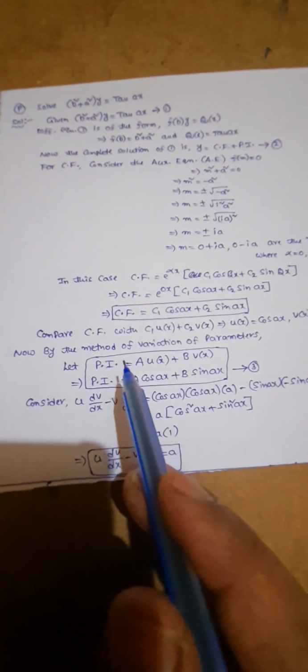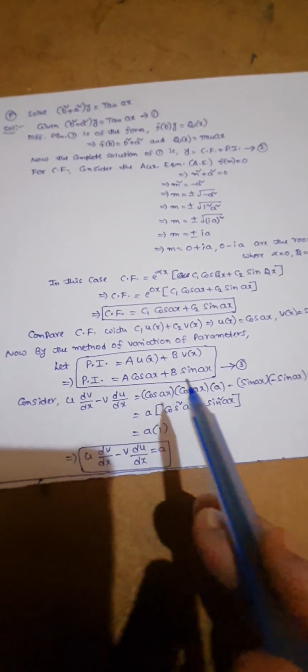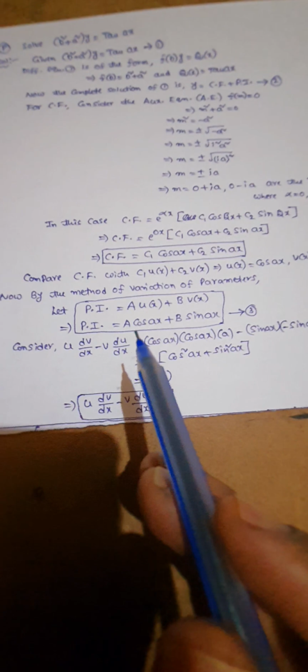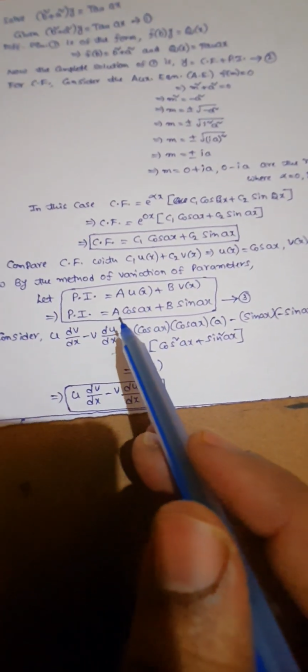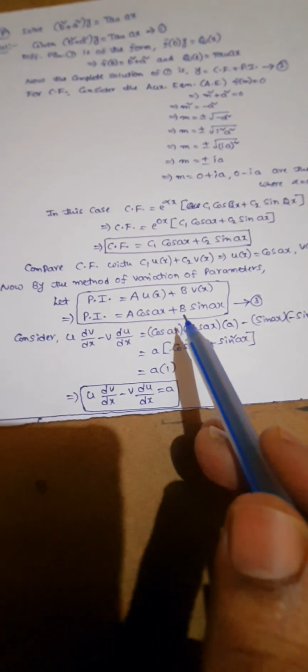To find PI using variation of parameters, we start the process like this. Already we know that PI does not contain arbitrary constants like capital A and capital B; the arbitrary constants should be in CF only, like c1 and c2. Now we have formulas to find capital A and capital B using variation of parameters. Before giving these formulas, in capital A and capital B we have the term u into dv by dx minus v into du by dx. Therefore, first of all I am going to solve that term which appears in capital A and capital B.